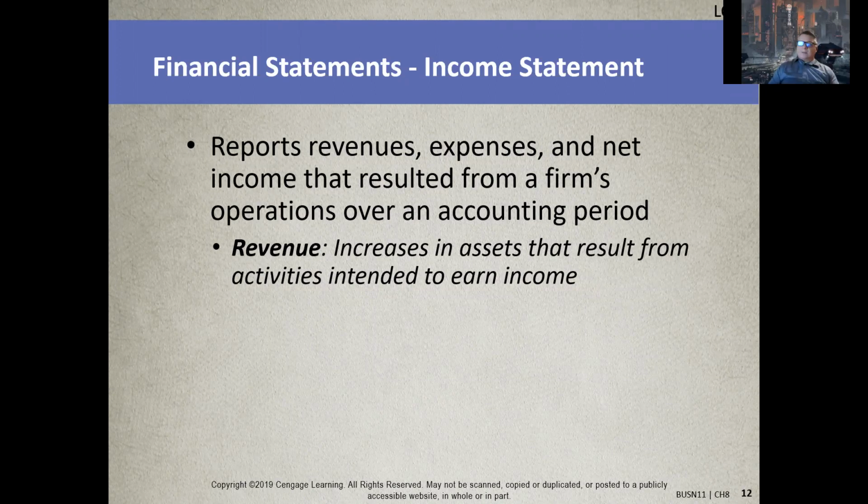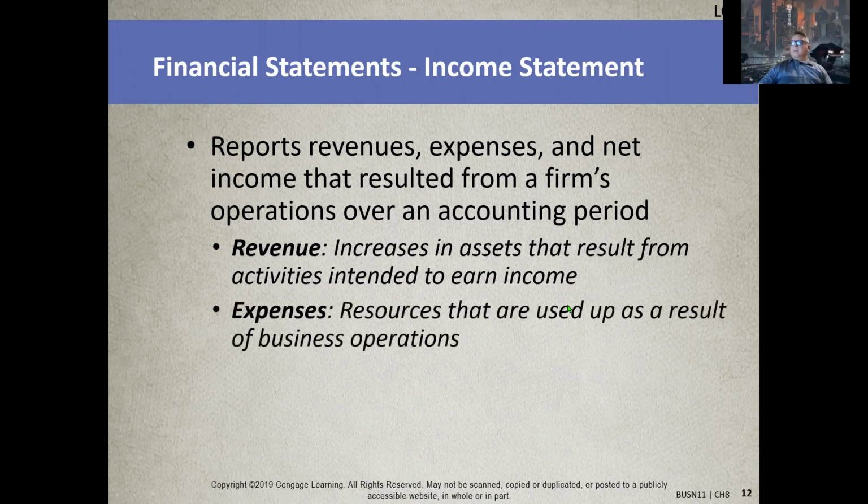So GM makes gosh knows how much money off selling these cars, but that's just revenue. That doesn't tell them how much money they make on each car over a period of time, because of expenses: resources that are used up as a result of business operations.